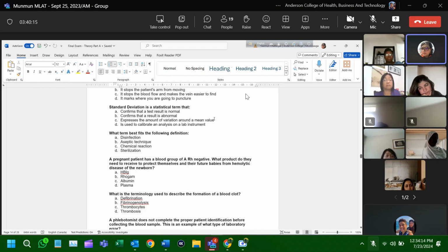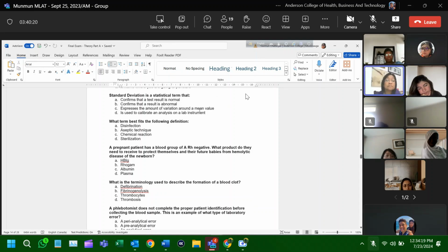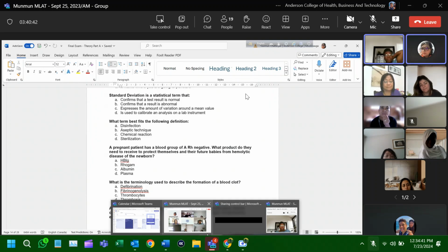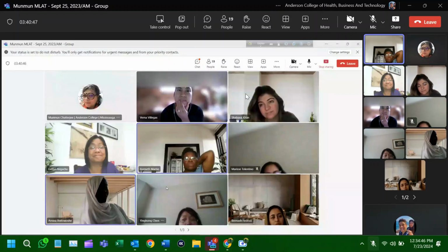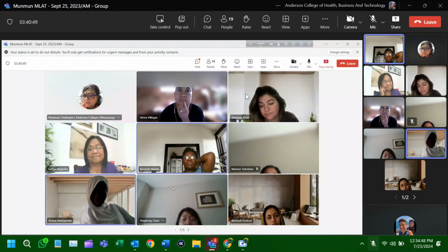Standard deviation is a statistical term that expresses the amount of variation around a mean value. Letter C, ma'am. Yes. I'd like to see whether others are just staying there, not responding. I see only a couple of people answering very nicely and professionally. Standard deviation has to do with the variability of a data set.